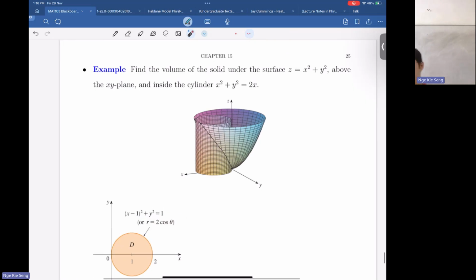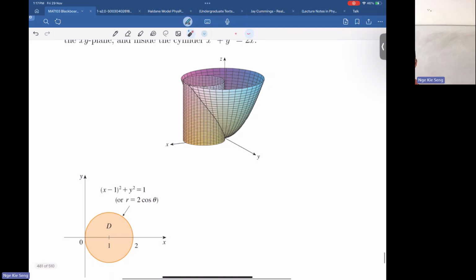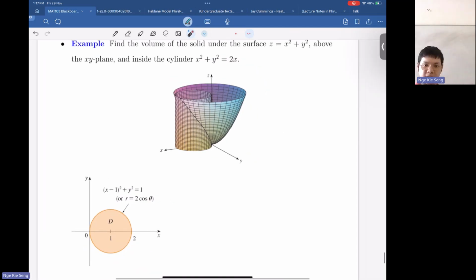Okay, how about this? Find the volume of the solid under the surface z equals x squared plus y squared, and above the xy plane, inside the cylinder. So basically, you are finding the volume under the cone, but inside the cylinder. The cylinder here bounds a circle. So your domain is a closed disk.